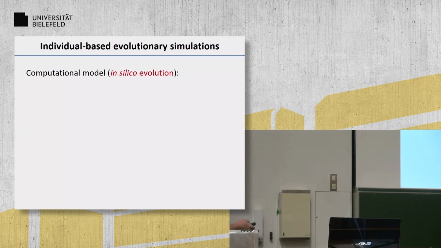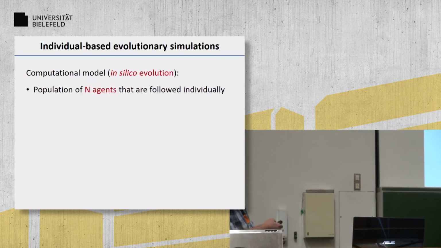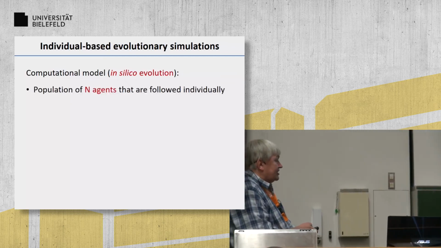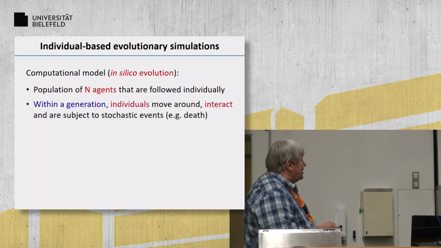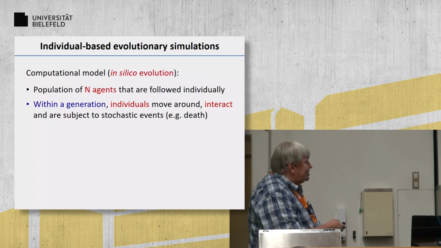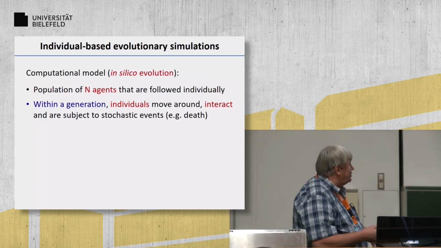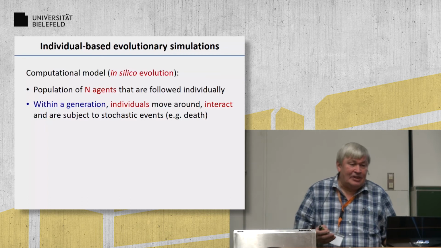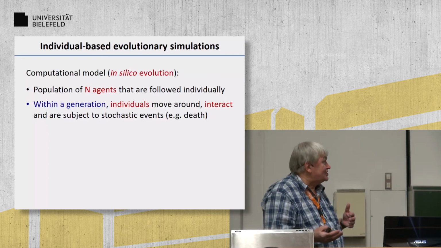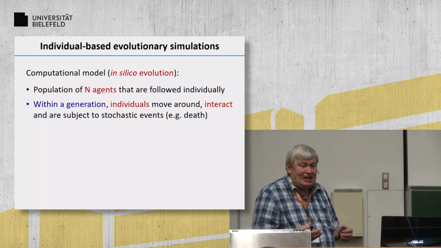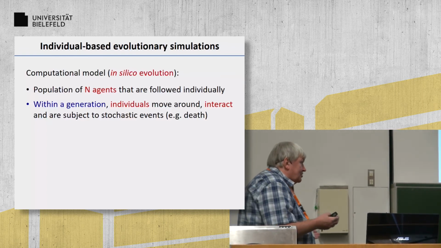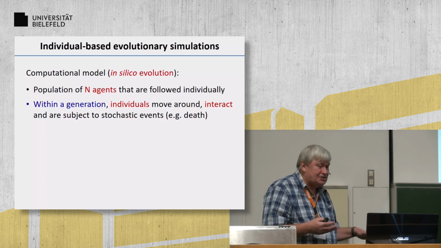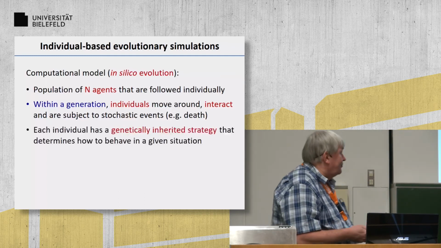And it works a little bit as follows. You start with a population of N agents, as they're often called, N individuals. Each of these individuals is then individually followed during its course of life. Within a generation, these individuals move around, interact with each other, and are subject to many stochastic events, including death. Some of them die, others run into good resources or low resources, and they may reproduce and things like that.